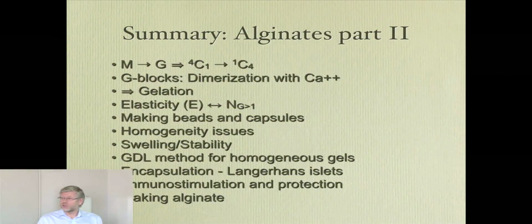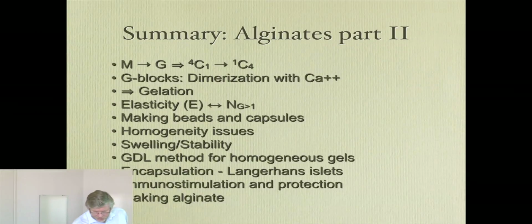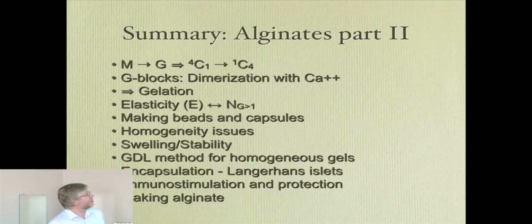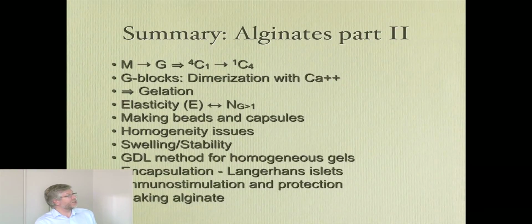Okay, so with that I finish the alginate part, and I will just sum up what we talked about. First, we talked about this very important transition from M to G, leading to a conformational change from 4C1 to 1C4. We talked about the G blocks and the dimerization with calcium leading to gels.